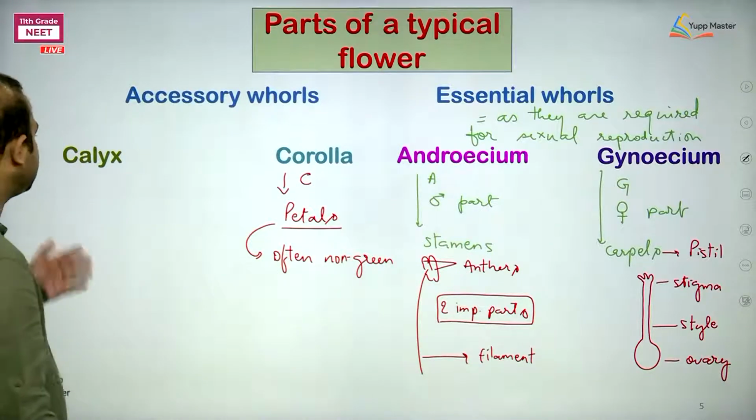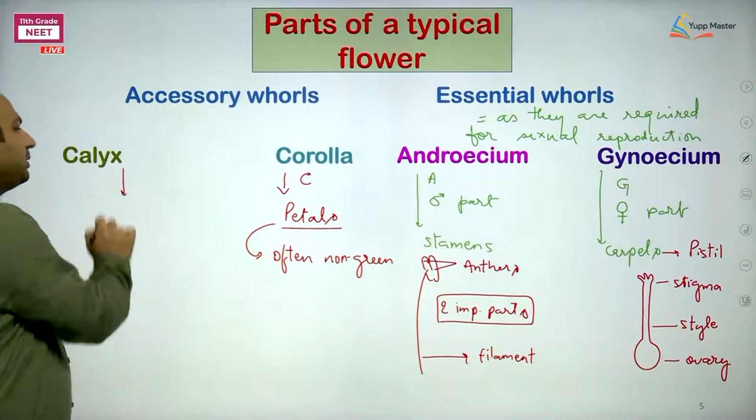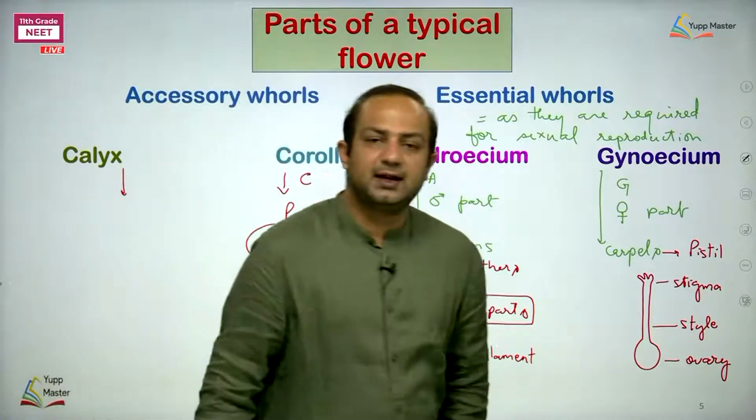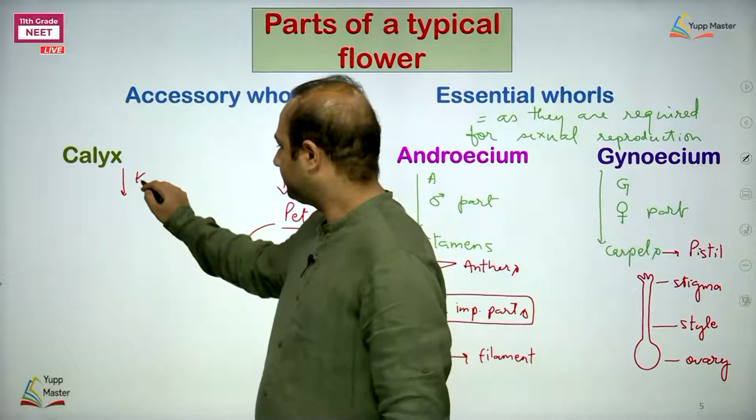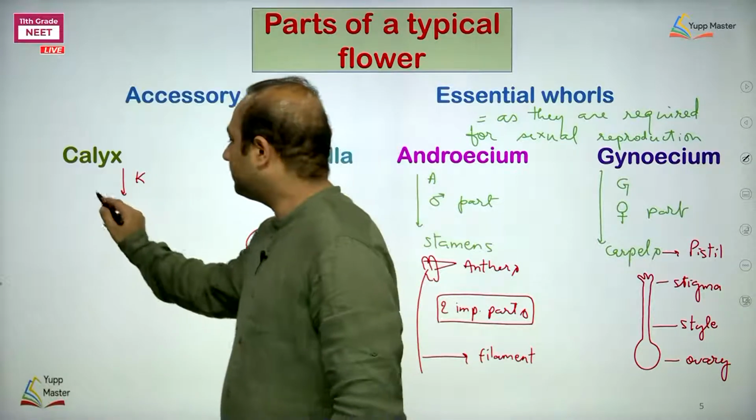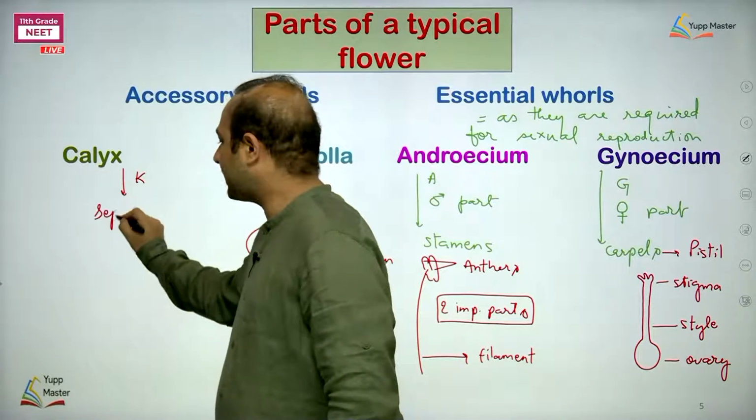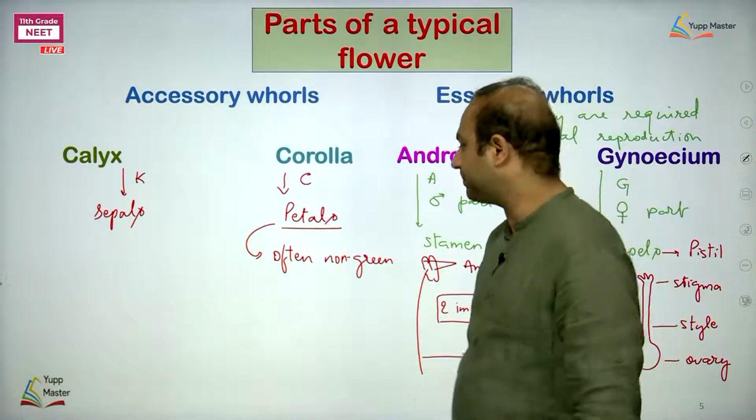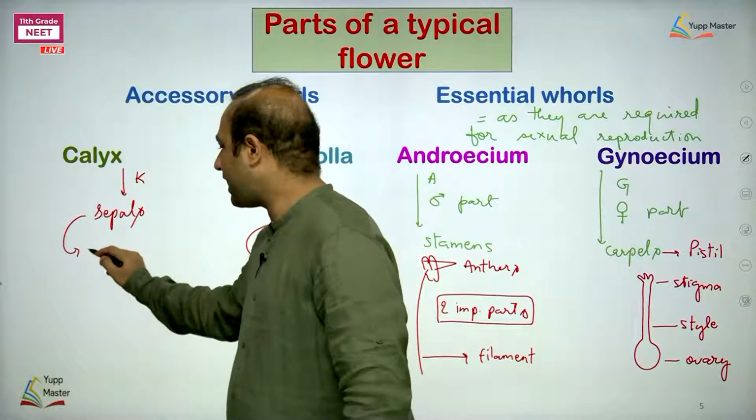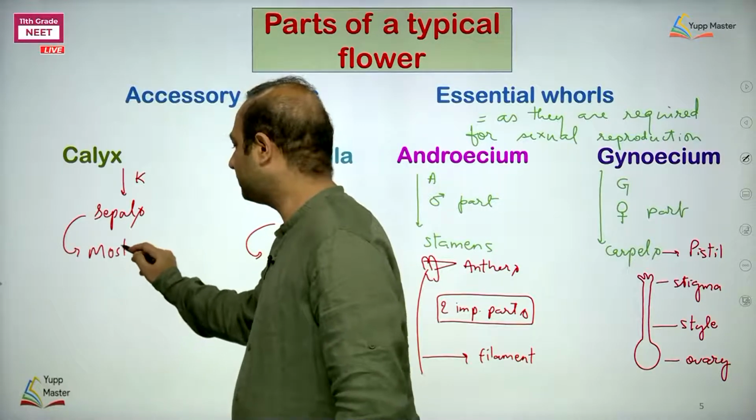Next, the other one is calyx. Now, what about this calyx? Calyx is denoted as K in the floral formula. And each member is a sepal, or you can say calyx is a whorl of sepals. If calyx is a whorl of sepals, again I am saying sepals are mostly green in color.